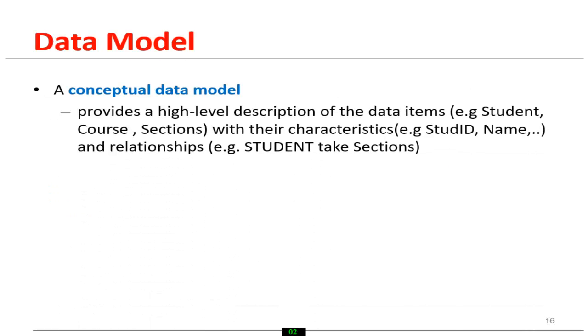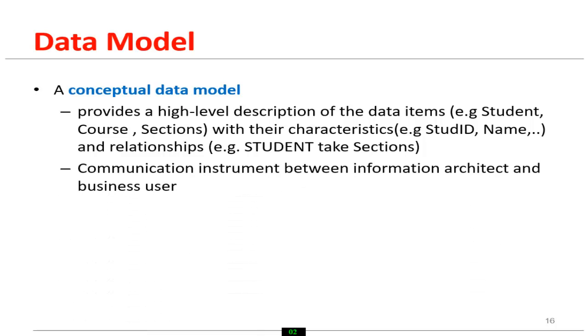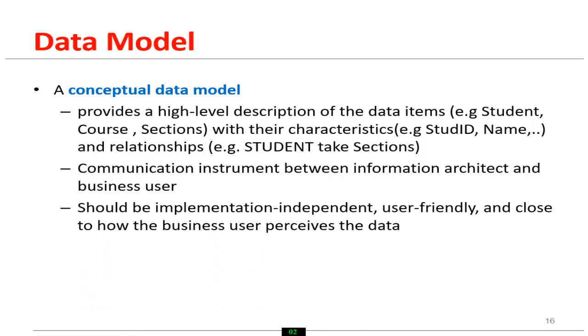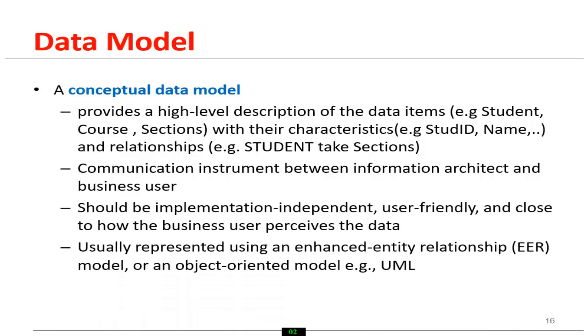A conceptual data model provides a high-level description of the data items, for example student, course, sections, with their characteristics, for example ID, name, and relationships, for example student takes sections. It is used as a communication instrument between information architect and business user. It should be implementation independent, user-friendly, and close to how the business user perceives the data. It is usually represented using an enhanced entity relationship, EER, model, or an object-oriented model, for example UML.